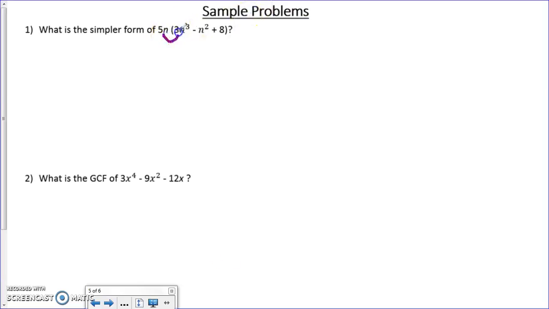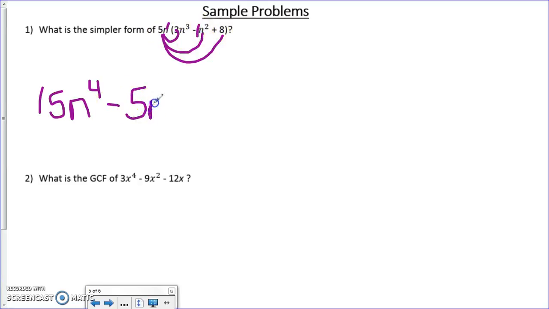So if we distribute, we're going to multiply the coefficients and we're going to add the exponents. So 5 times 3 is 15. n to the first power times n to the third power is n to the fourth, because 1 plus 3 is 4. 5 times, there's a negative 1 out here, is negative 5. n to the first times n squared is n cubed. And 5n times positive 8 is simply plus 40n.